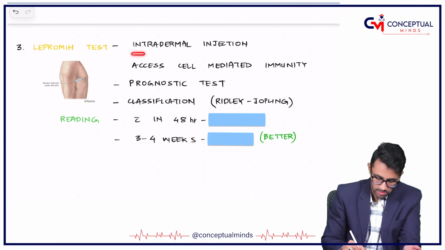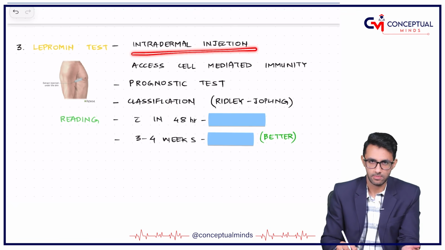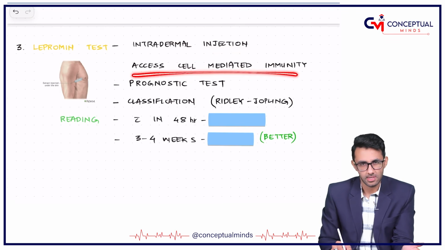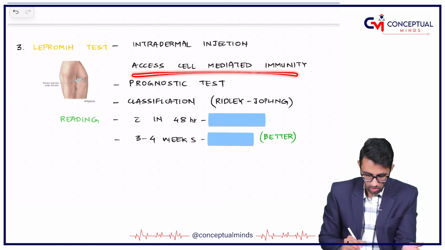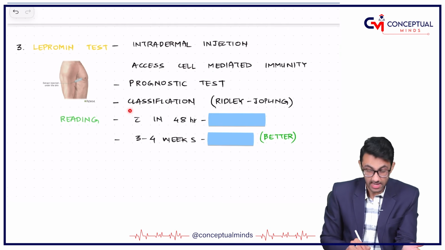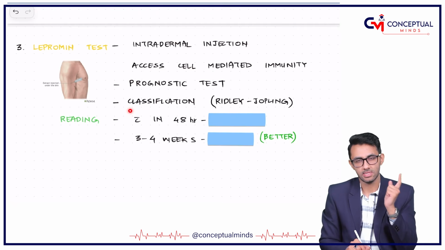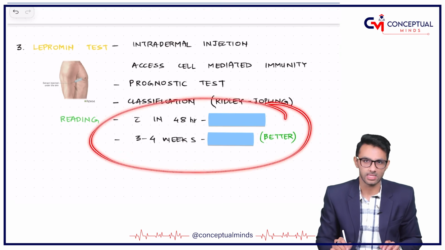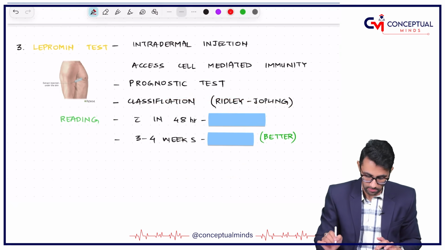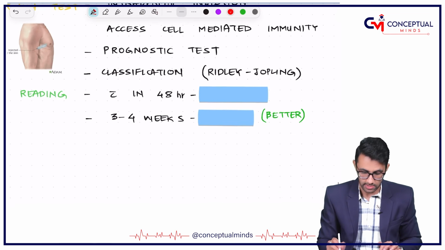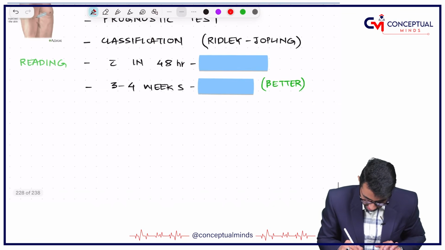This is an intradermal injection that we give to patients to assess immunity, that is, how well the patient is responding. It is a prognostic test, not a diagnostic test. It helps in the classification, the Ridley-Jopling classification, to place the patient where they belong. Now coming to the reading part, we should remember this very clearly. If the reading is taken within 48 hours, this is the Fernandez reaction. Okay, Fernandez.